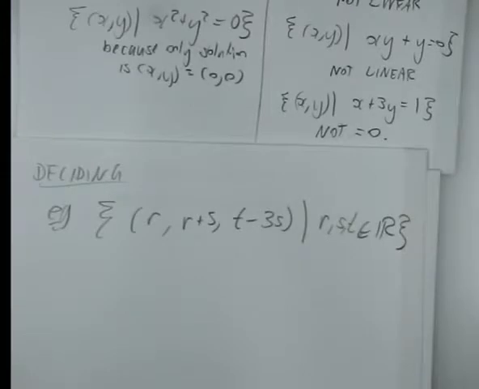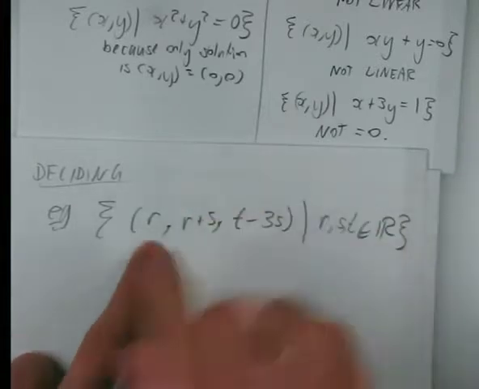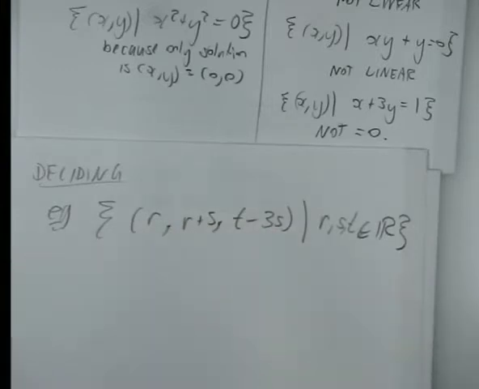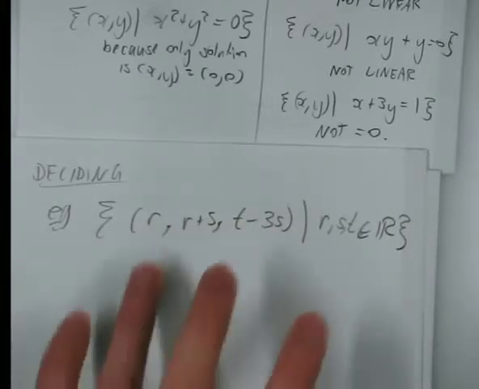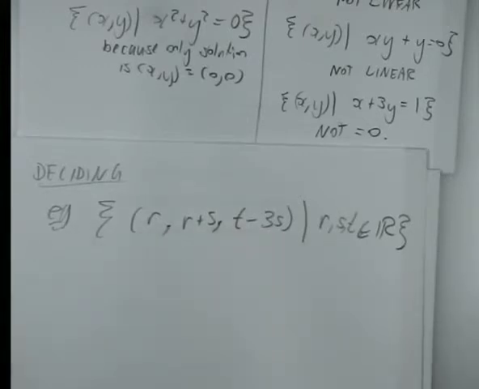So the set of r plus s, t minus 3s, such that r, s, t is in R. So let's think about this. This is a set, so it can be a subspace because it's a set. The set itself is in R3 because it's made of vectors which have 3 coordinates. So technically it's in R3. That's an important thing to note. So we do have a set that's in R something, and so therefore it can be a subspace. And this set has been made by construction.